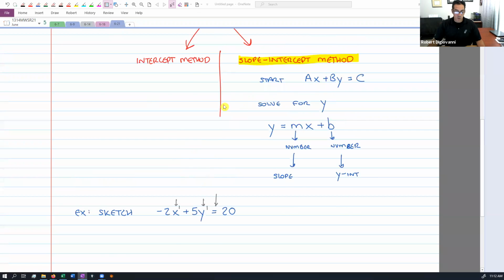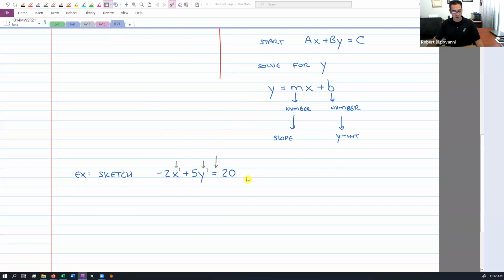Okay, so we have a linear equation with two variables in it. And so we could use the intercept method, but right now let's use the slope-intercept method. So I'm going to try and get y by itself on one side of the equation. So let's see here.